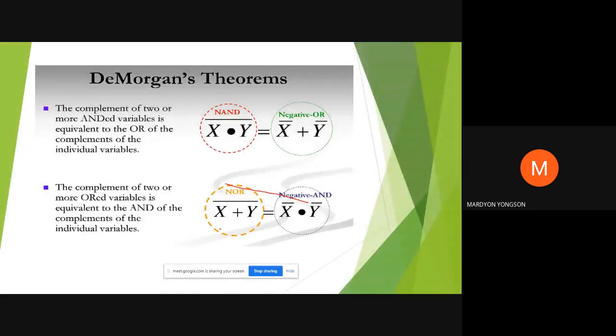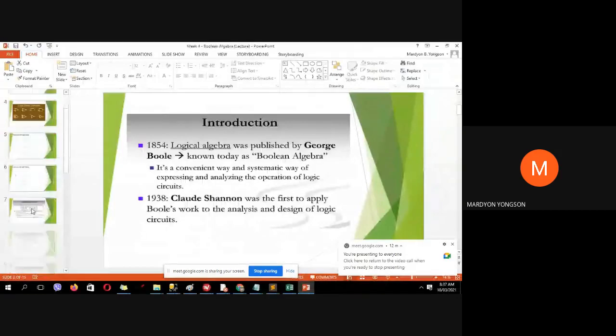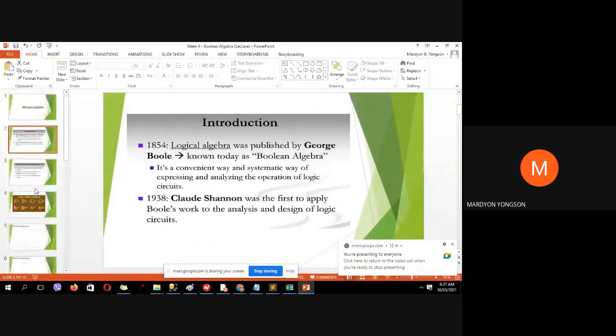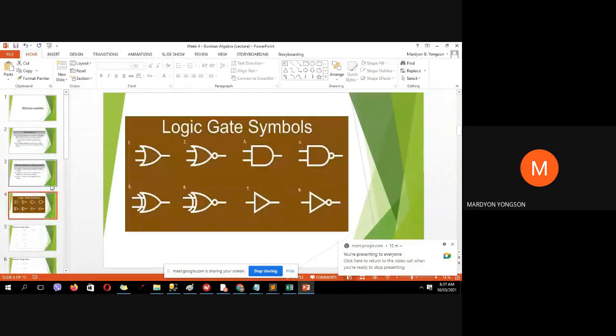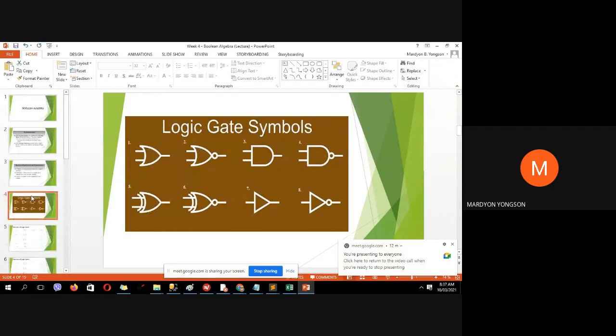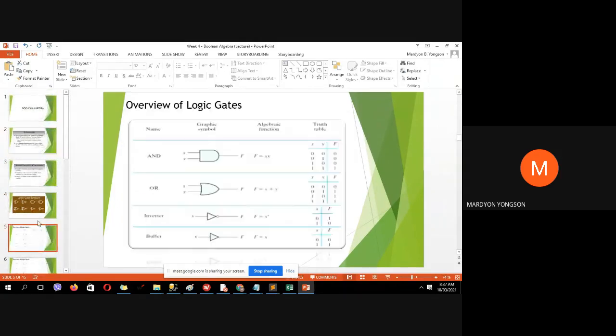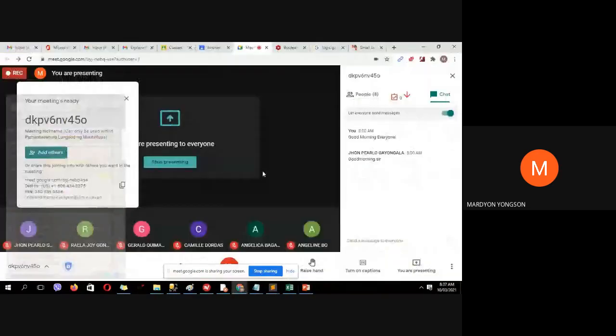And so for now, we have lang yung overview. Yung overview nung sa Boolean algebra. And also yung sa logic gates natin. Ayan yung mga symbol. Kasi by next week we will be tackling more on logic gates. Kaya binigyan ko lang kayo na overview. Ayan. So may question pa ba? Regarding logic gates and Boolean algebra.